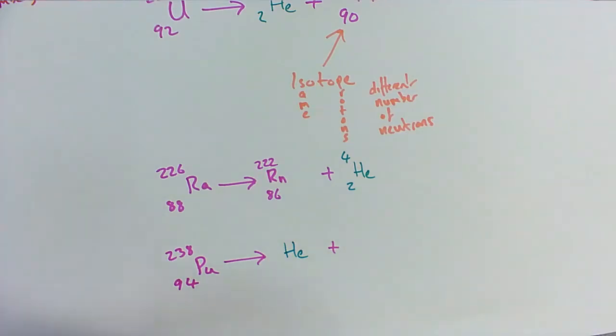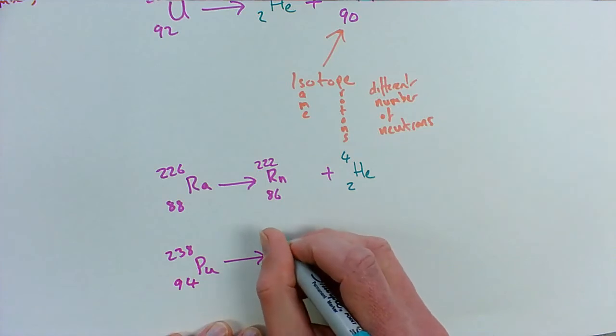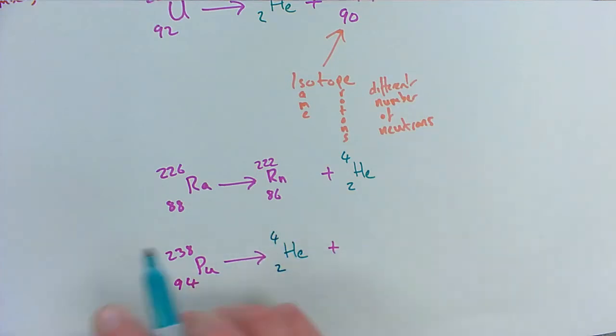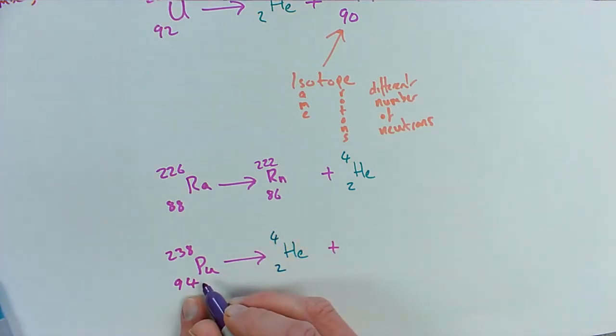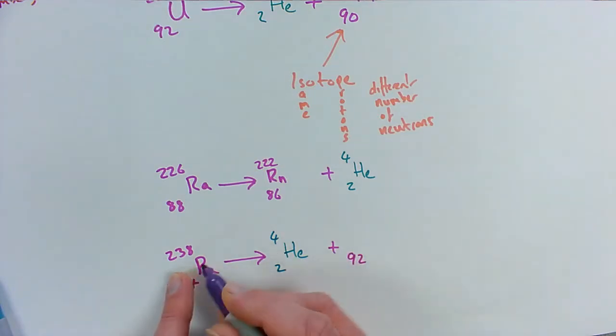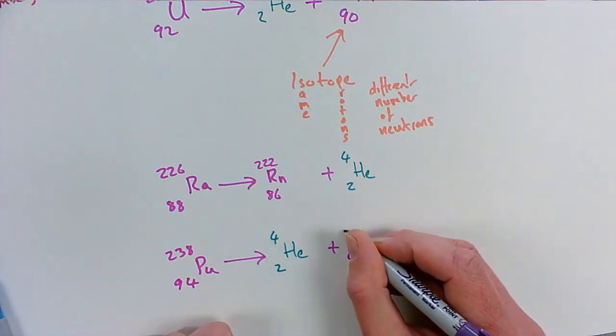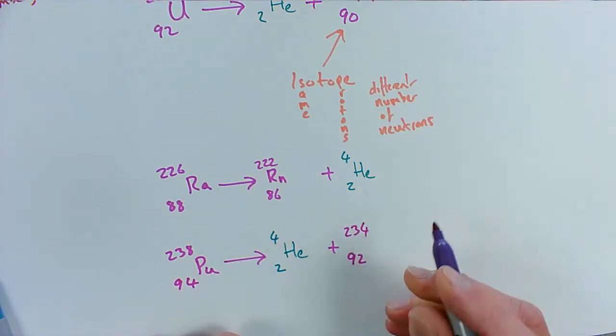Okay, hopefully you've had a go at that. So let's go with our numbers we know for alpha. We need to learn these, 4 and 2. Let's look at what's left then. So 94, 2 protons given off, leaves us 92. The mass was 238. It's reduced by 4, so 234.